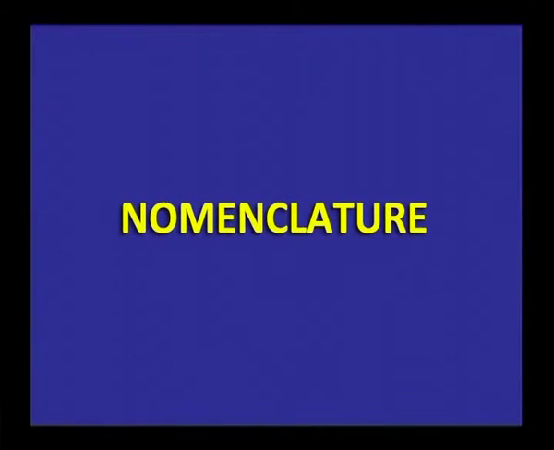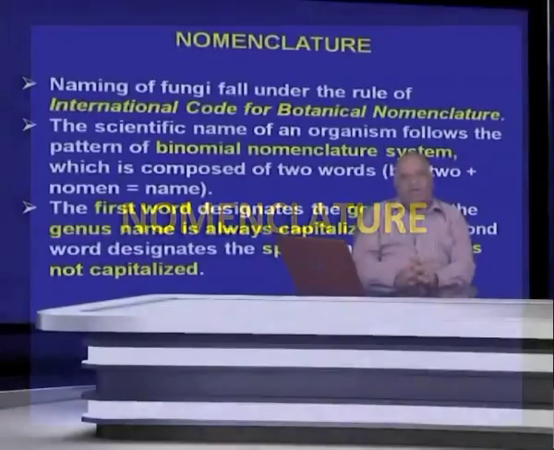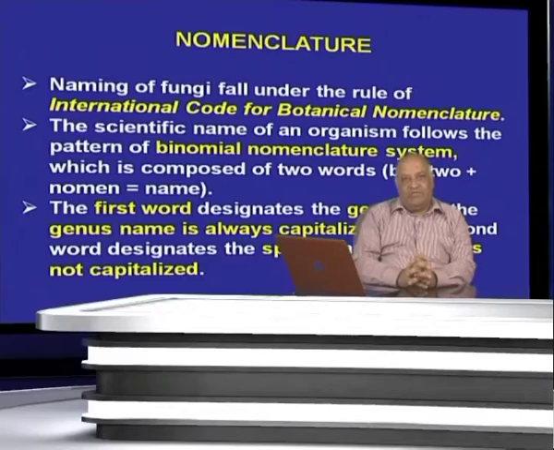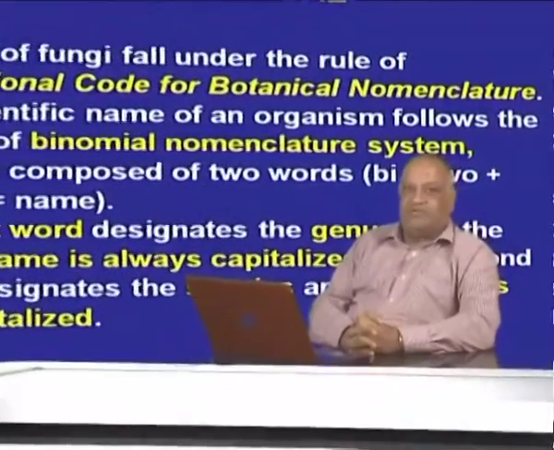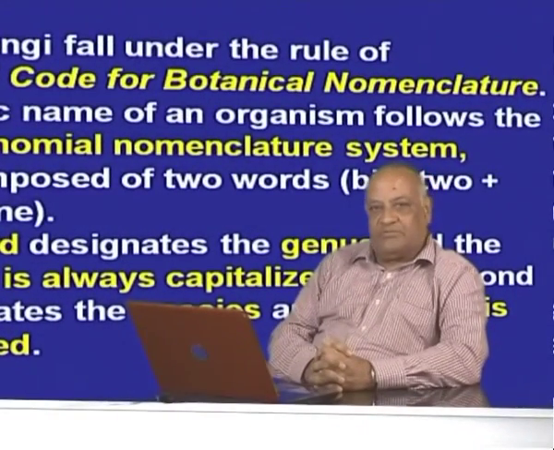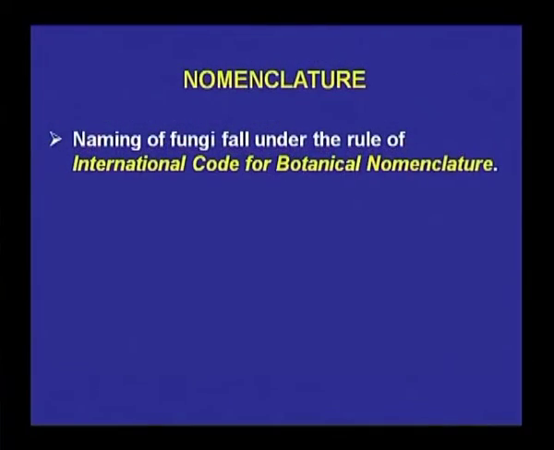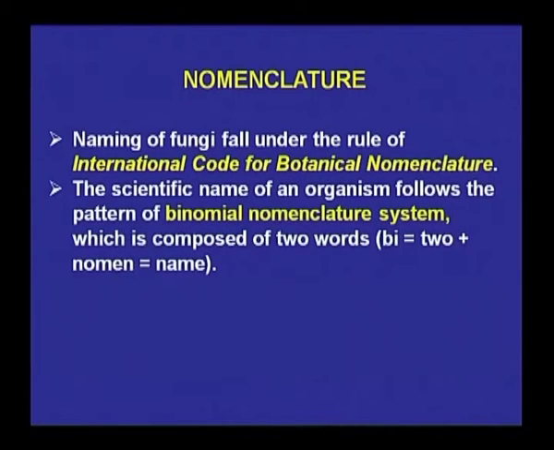Now, we come to the nomenclature. In every plant we see that there is a binomial nomenclature system, and just like that we have this type of system in fungi also, and naming of the fungi falls under the rules of the International Code of Botanical Nomenclature. The scientific name of the organism follows the pattern of binomial nomenclature, which was first given by Linnaeus, which is composed of two words.